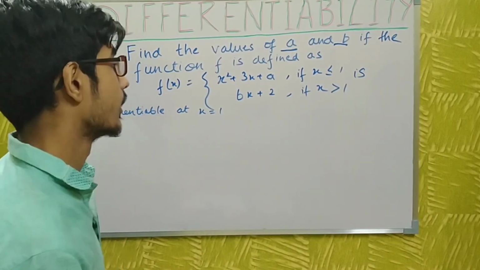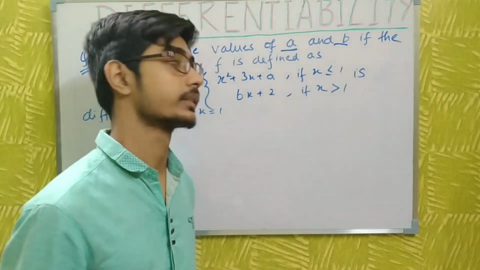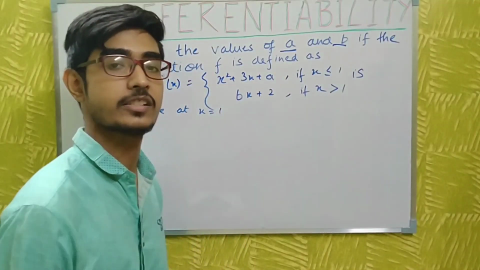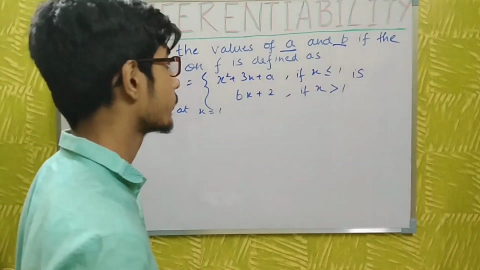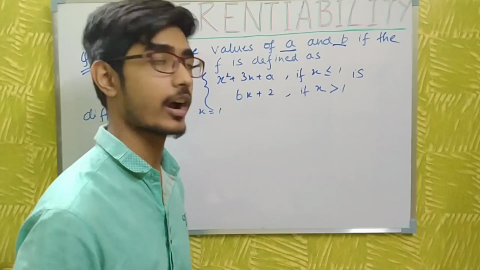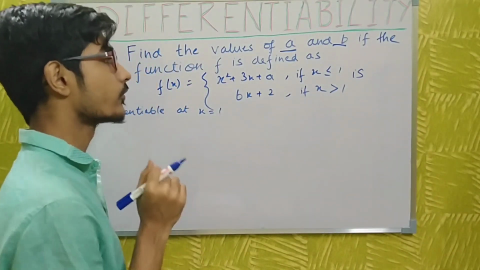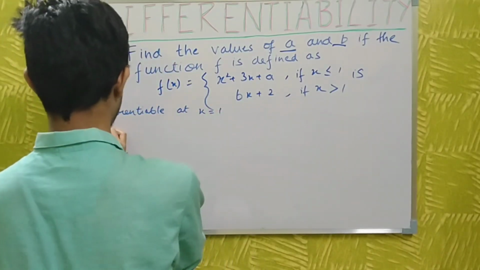You remember that when a function is differentiable, then the function will obviously be continuous. So as the function is differentiable, it will be continuous. For a function to be continuous, the left hand limit and the right hand limit of the function will be equal. So from that equation I can find the equation of a and b.